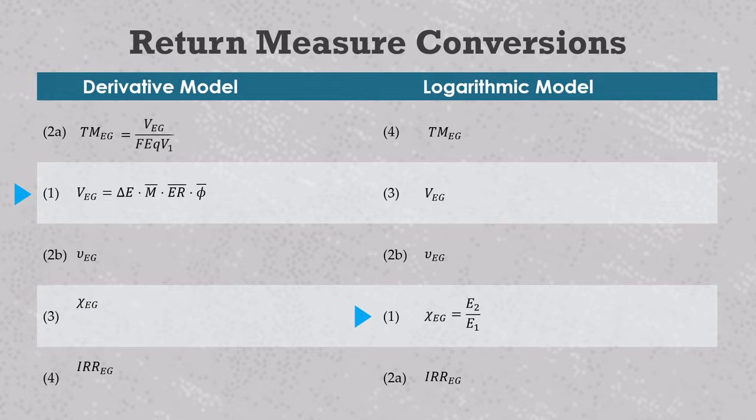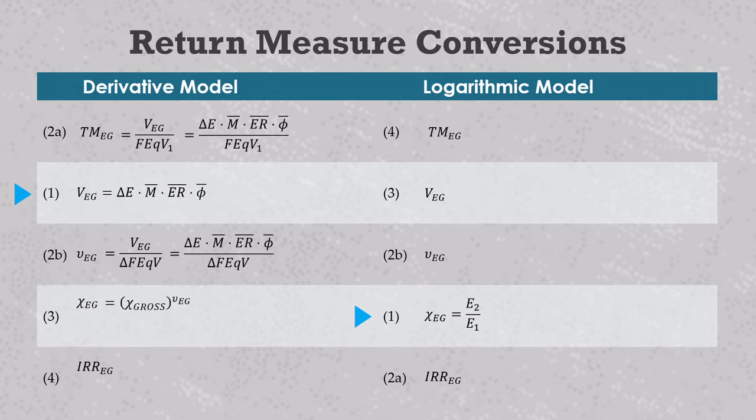To get times money, you simply divide absolute value creation by invested capital, or the fund equity value at time 1. This gives you the following formula. To get relative value creation, you divide absolute value creation by the change in equity value, or delta V, which provides the following. Now, to get the derivative model version of the equity return multiplier, you take the GP's gross multiple of invested capital and raise it to the power of relative value creation. The derivative model formula is as follows, and I think it's pretty amazing that this complicated expression gives you a number that is almost identical to E2 over E1 that we see over on the right-hand side.